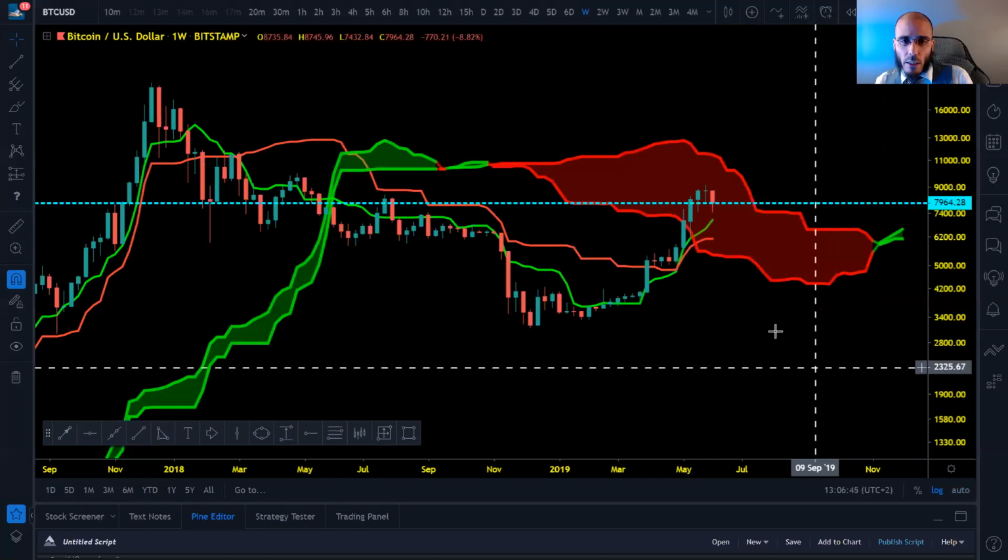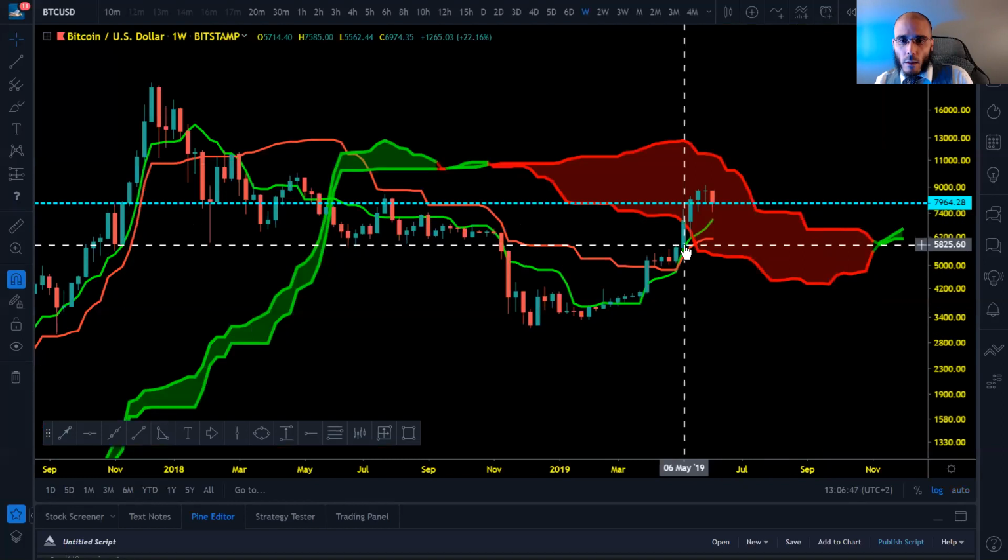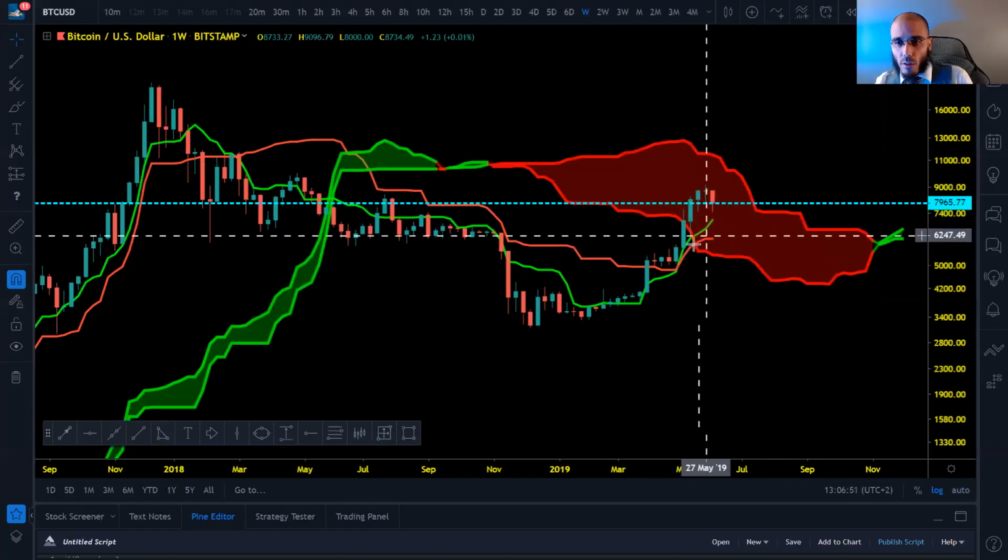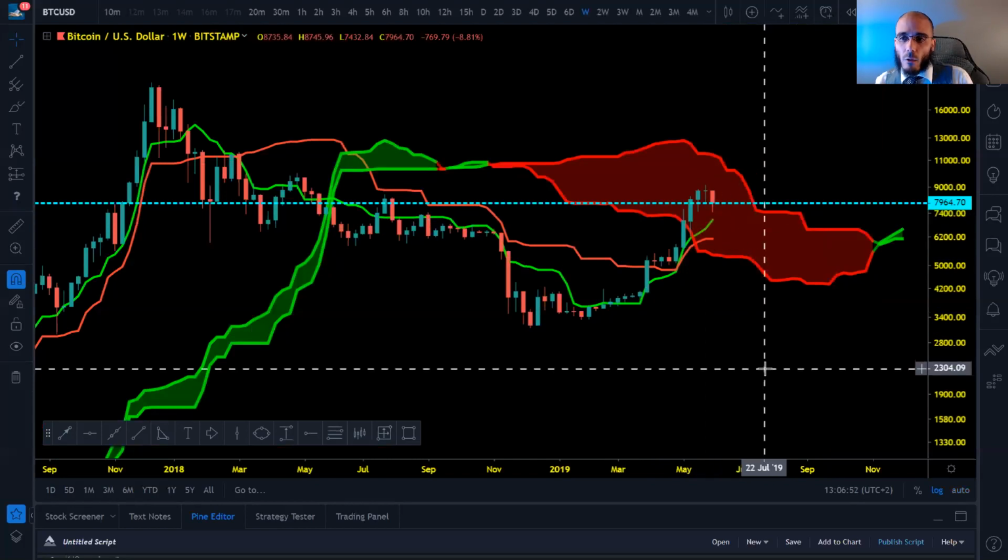Here you have one more Ichimoku cloud. So those, I think they are moving averages, whatever they are, turn positive. But you are in the cloud, which is negative. So I'm giving it a 1 out of 2.